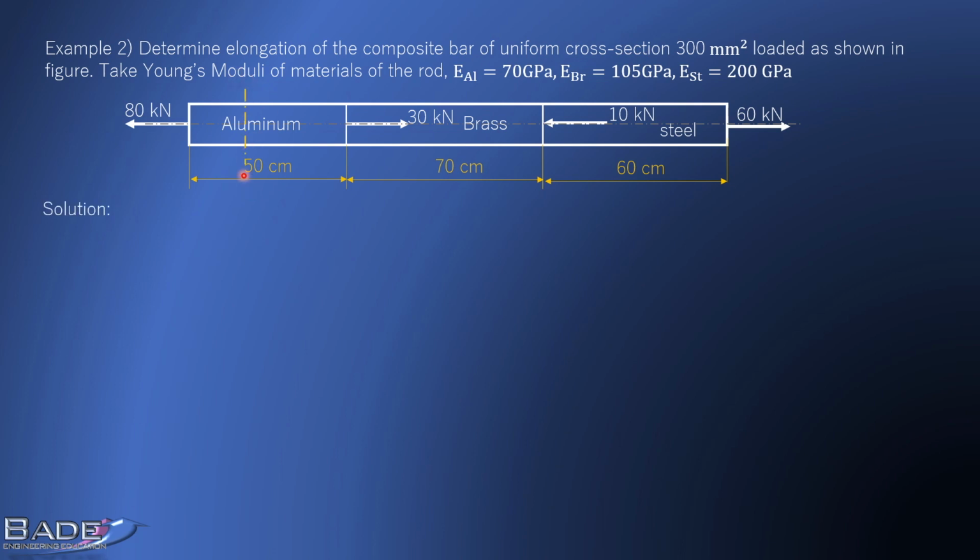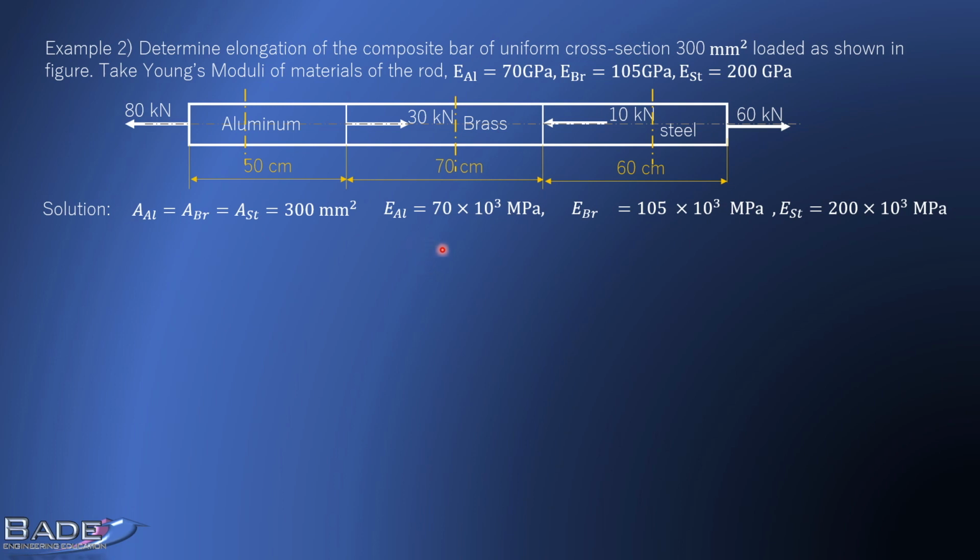So first portion, what is the load on aluminium? Add forces on the left side. I have taken a section in the aluminium and I am adding forces on the left side. So 80 kilonewton tension. So in aluminium the force is 80 kilonewton tension. On brass, check here, 80 pull and 30 push. So net 50 pull. On brass, that is this section, add forces on the left side. So it is 50 pull, that is 50 tension. And force on steel, add forces on the right side, 60 kilonewton tension. So the cross-sectional area of aluminium, brass and steel is 300 mm squared.